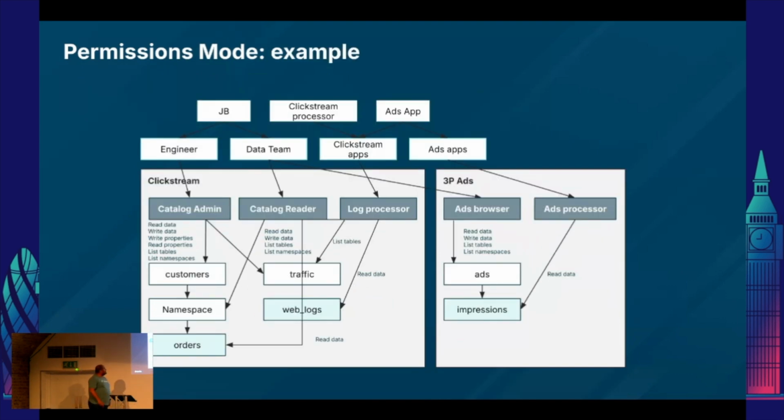This is an example. So I'm JB, I'm member of engineer and data team. This is global to Polaris, not for a single catalog. And then engineer has a mapping to catalog admin role in the clickstream catalog. So this is the kind of configuration you can do. You can do some kind of mapping between the top level principal roles and the catalog roles. And you define the different thing you want to do.